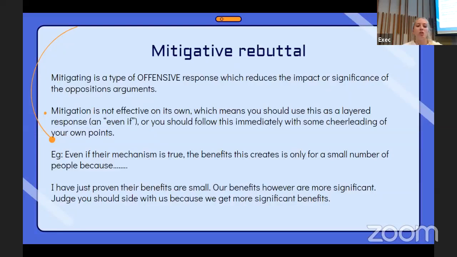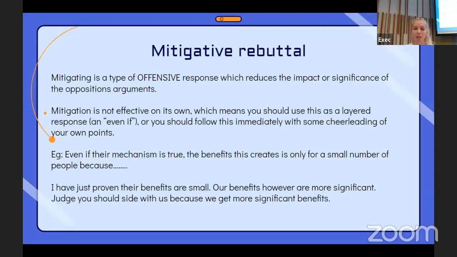So mitigation looks like saying things like, even if the mechanism is true. So instead of just refuting, or explaining why their points aren't true, which you would do with direct rebuttal, what you're doing with mitigative rebuttal is engaging with the fact that even if they brought the most perfect version of their case, the most perfect version of sound reasoning for why their arguments are true, even if they are true, here's why it isn't significant for the rest of the debate.